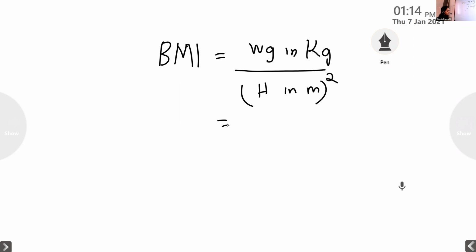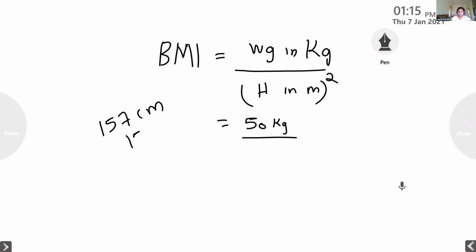Reina, what about your weight? I need your weight. 50. So 50 kg. It's also for your practicals. Then by, that's about your height. Height in centimeter. In my case, my height is 157 centimeter. What about yours? It's 151. Okay, 151. It's in centimeter.